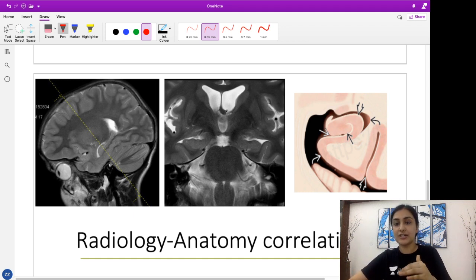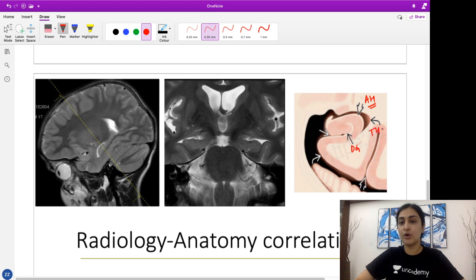The two cortices that we have are the dentate gyrus right here, and the other one, as we discussed, is the hippocampus proper or the Ammon's horn. These are the two U-shaped grey matter cortices which interdigitate with each other. And this particular area, guys, very important, is nothing but the temporal horn of the lateral ventricle.